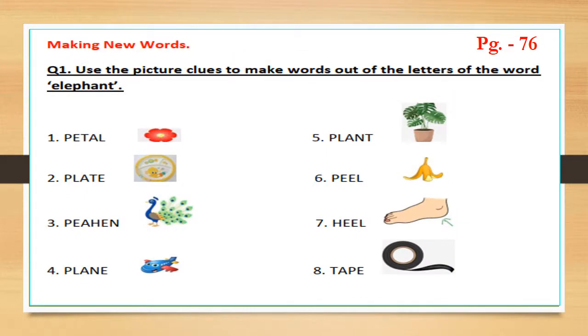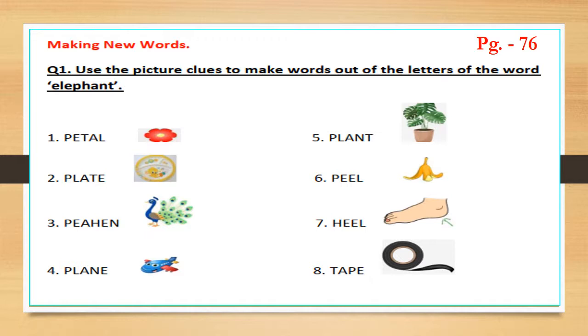Children, let's do making new words. Question number 1. Use the picture cues to make words out of the letters of the word elephant. So here, first is given, here is the picture of paddle. So we will write P-E-T-A-L, petal.